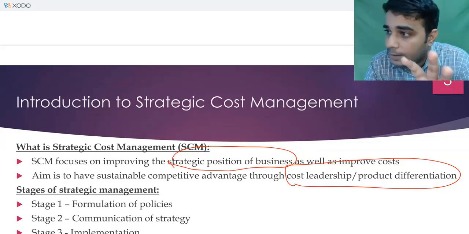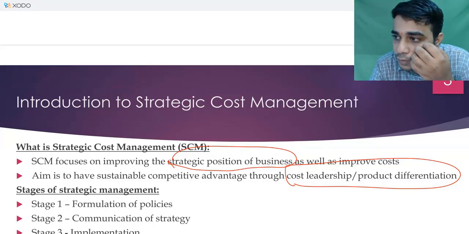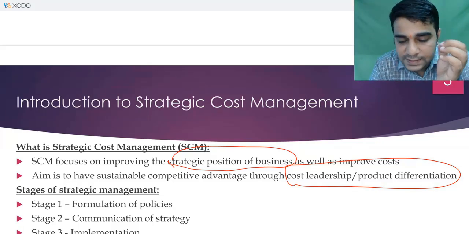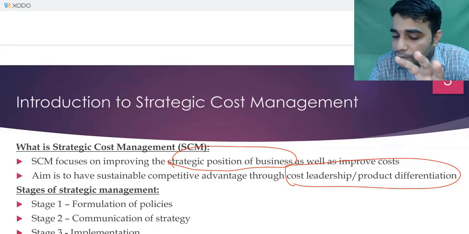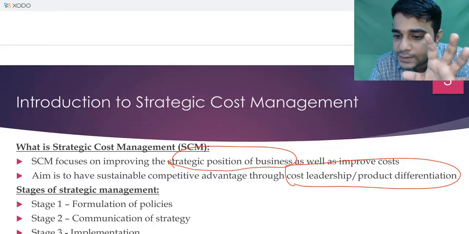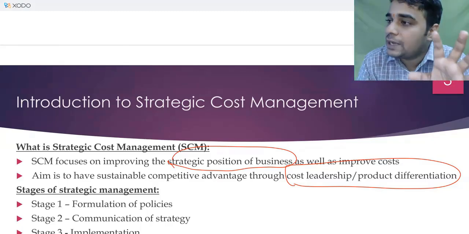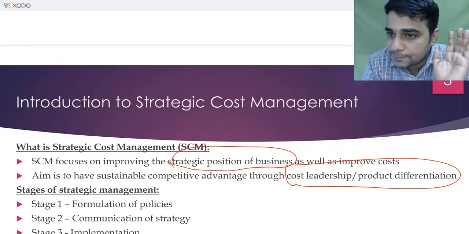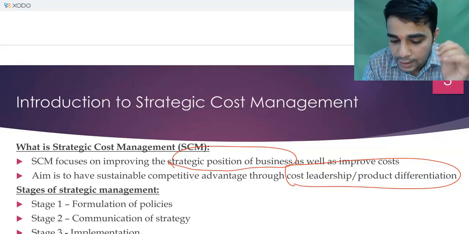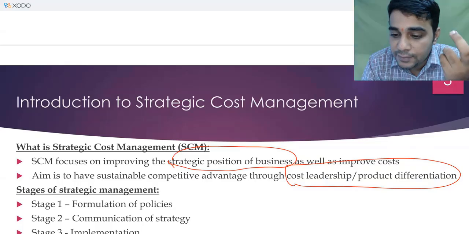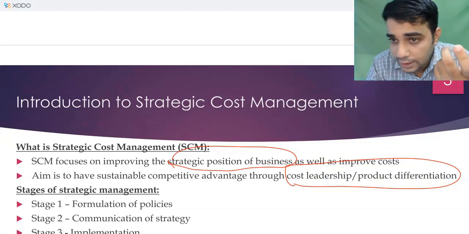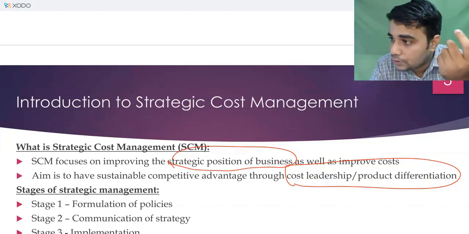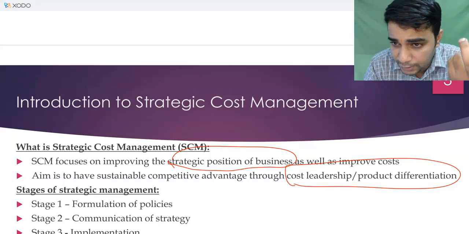All that is there, but finally it has to ultimately lead to improved strategic position. For example, for Bharadwaj Institute, earlier if you asked 10 students, 5 were selecting Bharadwaj. Now if 7, 8 select Bharadwaj, then our strategic position has improved in the market. People will have to choose us. It could be because we cover syllabus on time, which is product differentiation. It could be because our class fees are on the lower side, which is cost leadership. It could be any of them.